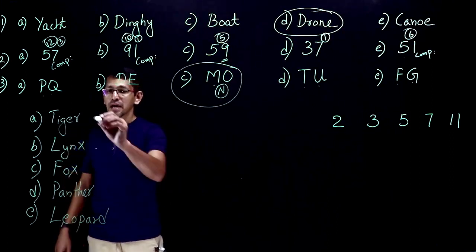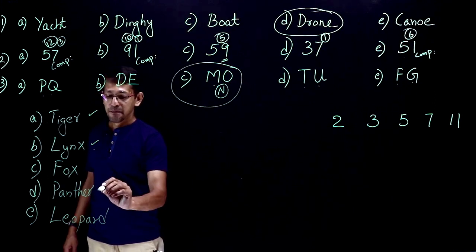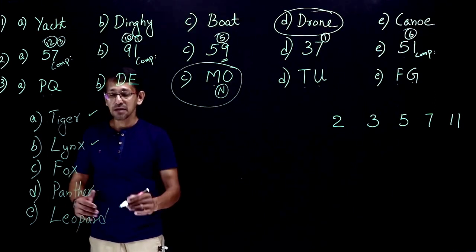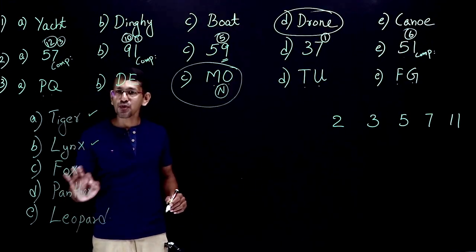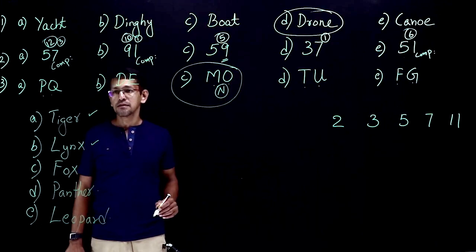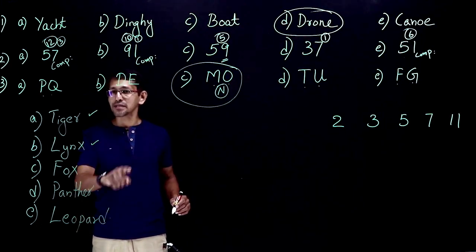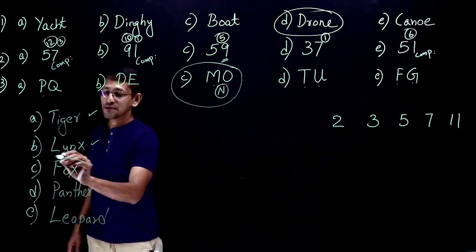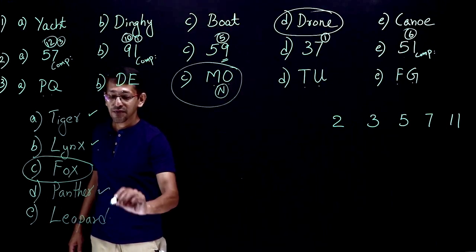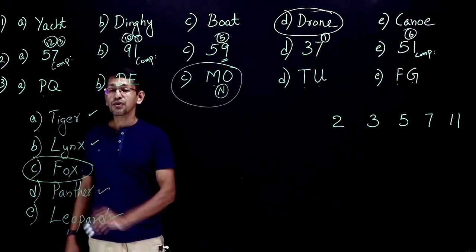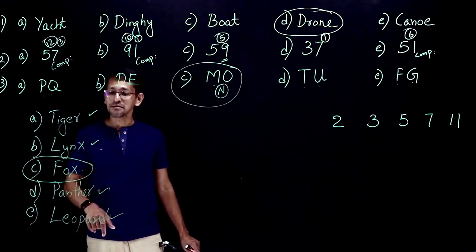See that? Tiger, lynx, fox, panther, leopard. All these are wild animals. All these are carnivores as well. There's no single herbivore in this group. So then which one would be the answer? I know you have that answer in your mind. Well, the fox. The reason? Fox is not from cat family. All other animals are from cat family. So fox is the odd one out. So that is from animal kingdom.